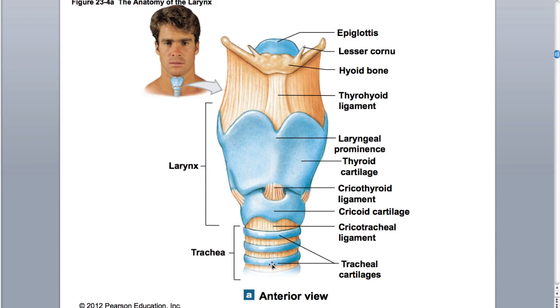So if we exhaled, like blowing out a balloon or blowing out candles, what would happen if it did not have any of this supporting cartilage rings? The trachea would collapse at the time of exhalation. We don't want that. So that's why we have C-shaped cartilage rings that keep it in place.